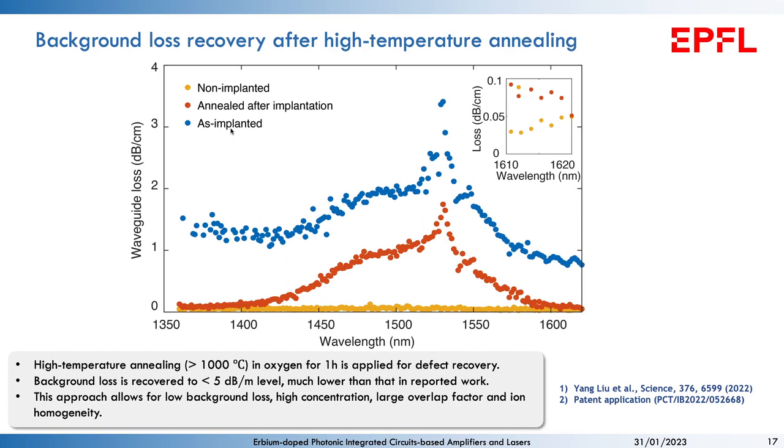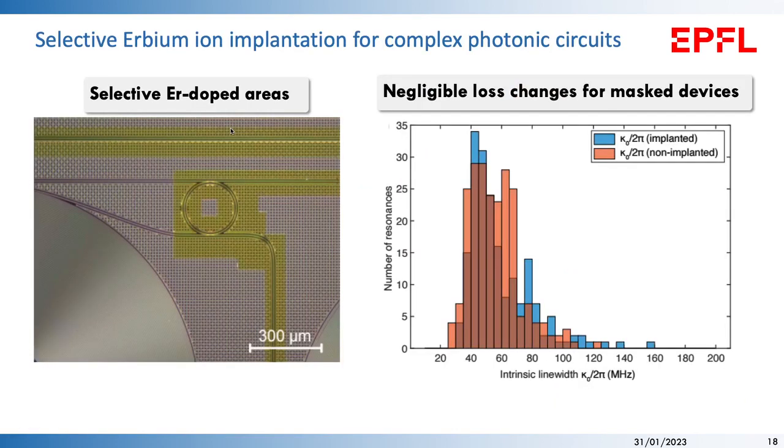But luckily, we can use high temperature annealing at 1100 degrees for 1 hour. We can recover the low loss property in this platform. So the loss will drop back to a level similar to the platform before implantation. That means we can maintain this low loss.